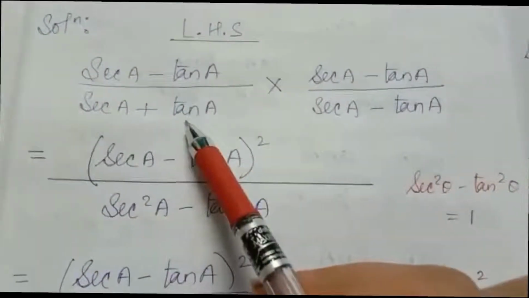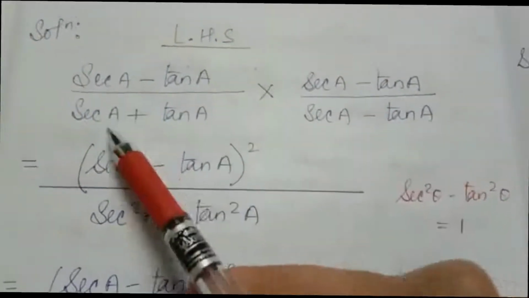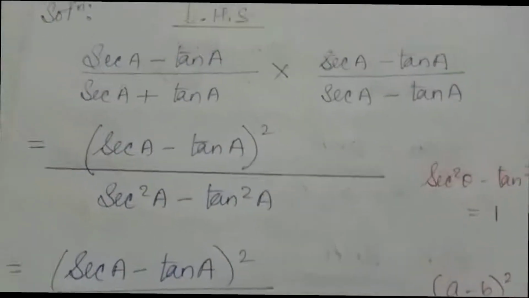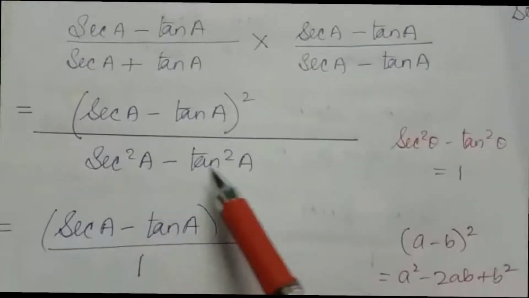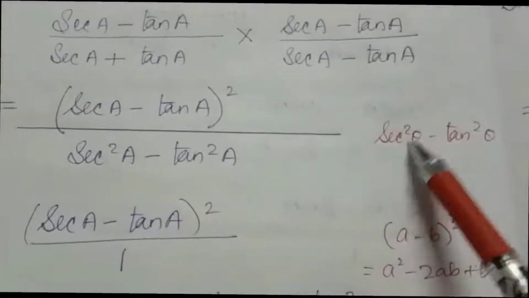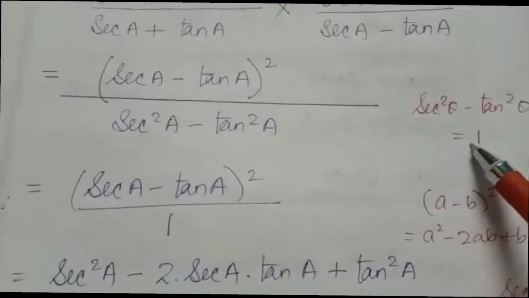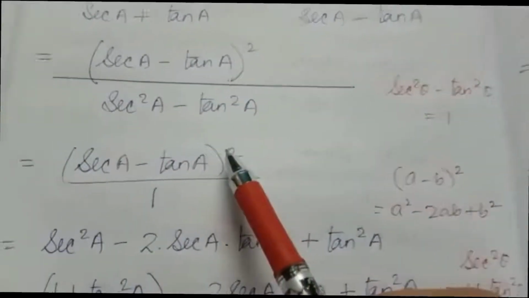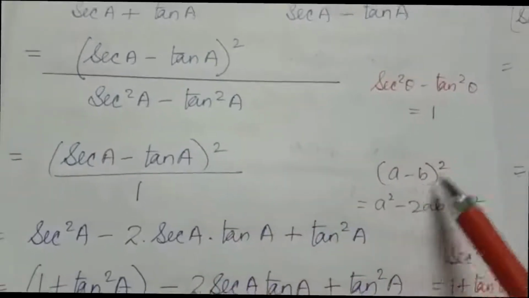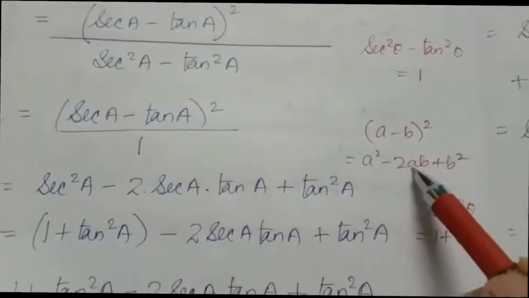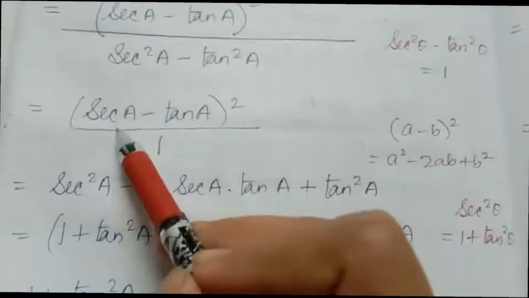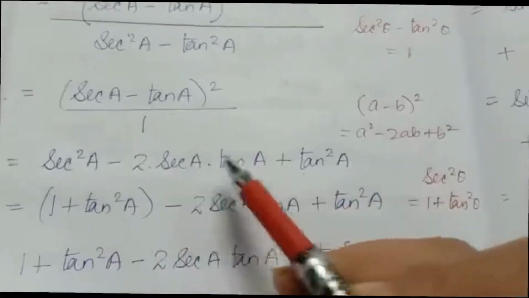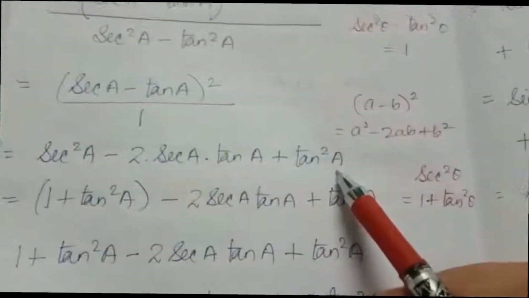Then sec A plus tan A, sec A minus tan A, plus b, a minus b is a square minus b square: sec square A minus tan square A, and we know sec square theta minus tan square theta is 1. So the denominator is 1. Now we have to solve the numerator, and the numerator is in the form of a minus b whole square: a square minus 2ab plus b square. A is sec A and b is tan A. So sec square A minus 2 sec A tan A plus tan square A.